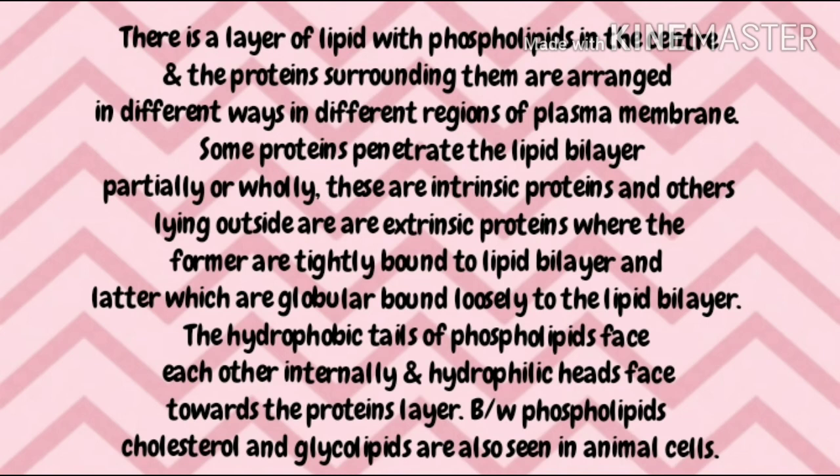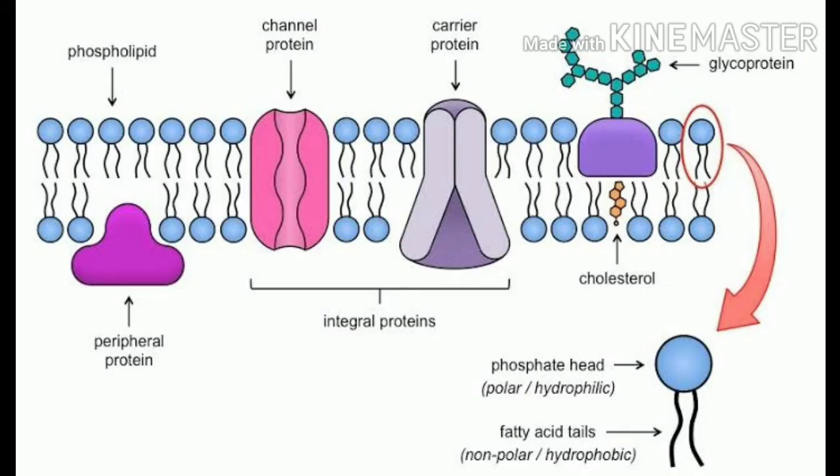I will show you a picture for better understanding. Here it shows a picture with blue colored structures with a head and a tail, which is the lipid layer. There are also many proteins, like peripheral protein, channel protein, carrier protein, and so on, and you can see them on either side, as well as cholesterol-like substances in between. I have shown the peripheral proteins here.